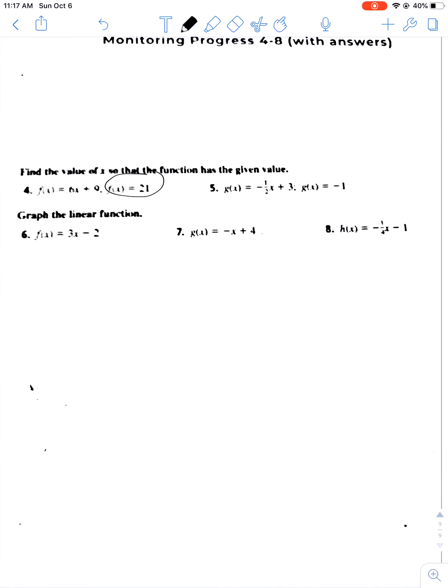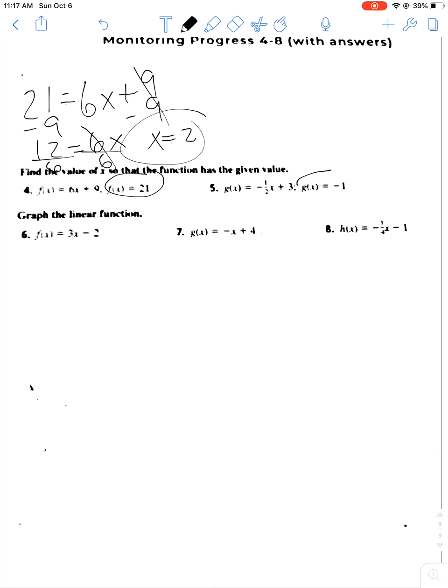So it says f of x is 21. So I'm going to replace f of x with 21. And I'm solving for x, so I subtract 9. And I've got 12 equals 6x. Divide by 6. And x is 2.